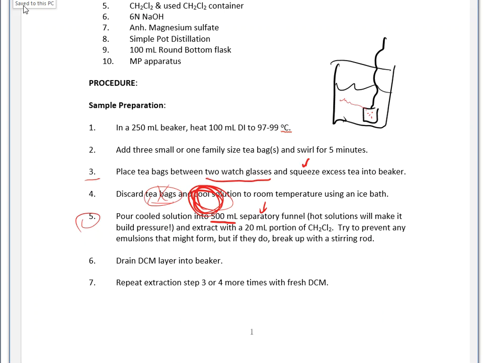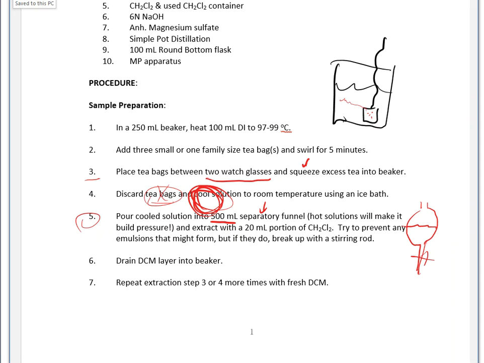Well, we're going to pour that into the separatory funnel, and you know what those look like. We get this kind of teardrop-shaped piece of glassware that comes down like this with a stopcock at the end, and we're going to pour our tea juice down on the inside. There it is. And then it says, just be careful.